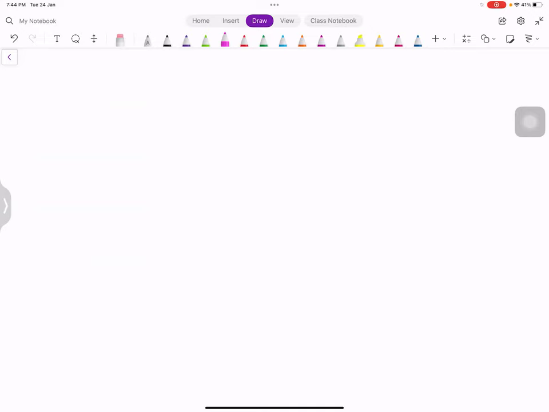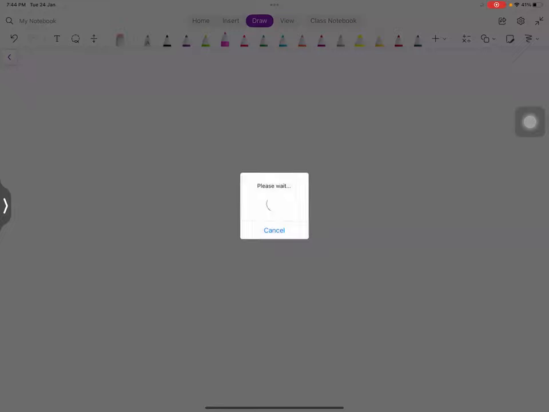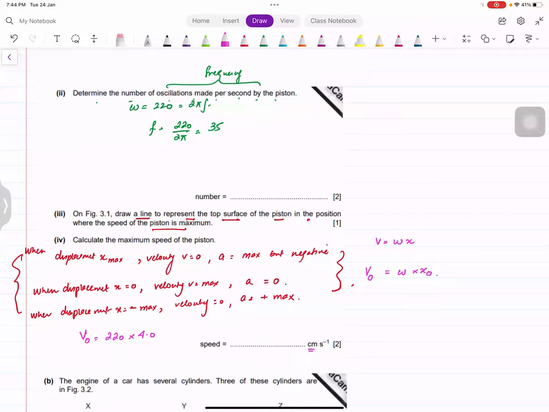All right. Just a second, please. Okay, next time I'm not going to use this app. Okay, so 880 centimeters per second.